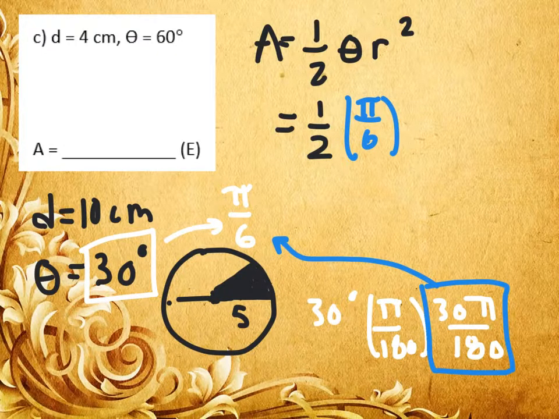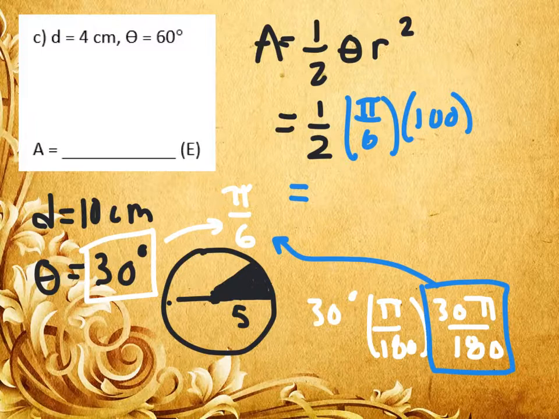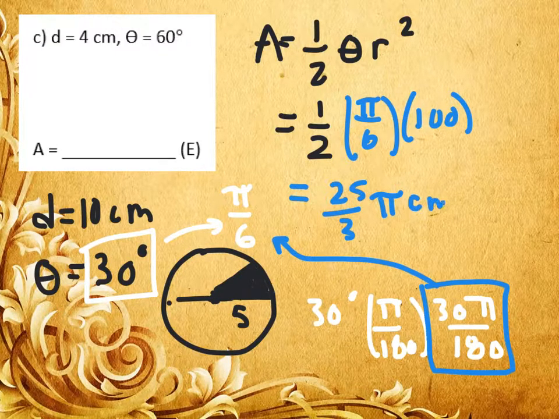R in my case was 10, so that gives me 100. And then we would like to simplify this out. Now we get 50 divided by 2. I think we get 25/3 pi, I think is what we get when we simplify that out.